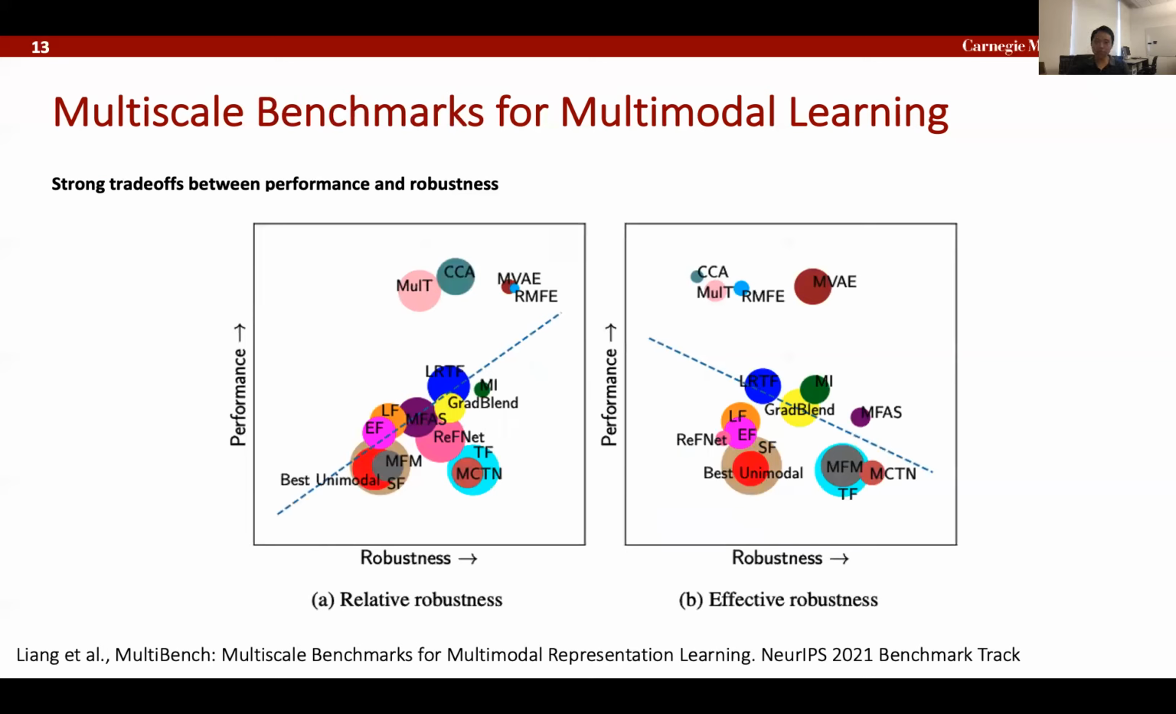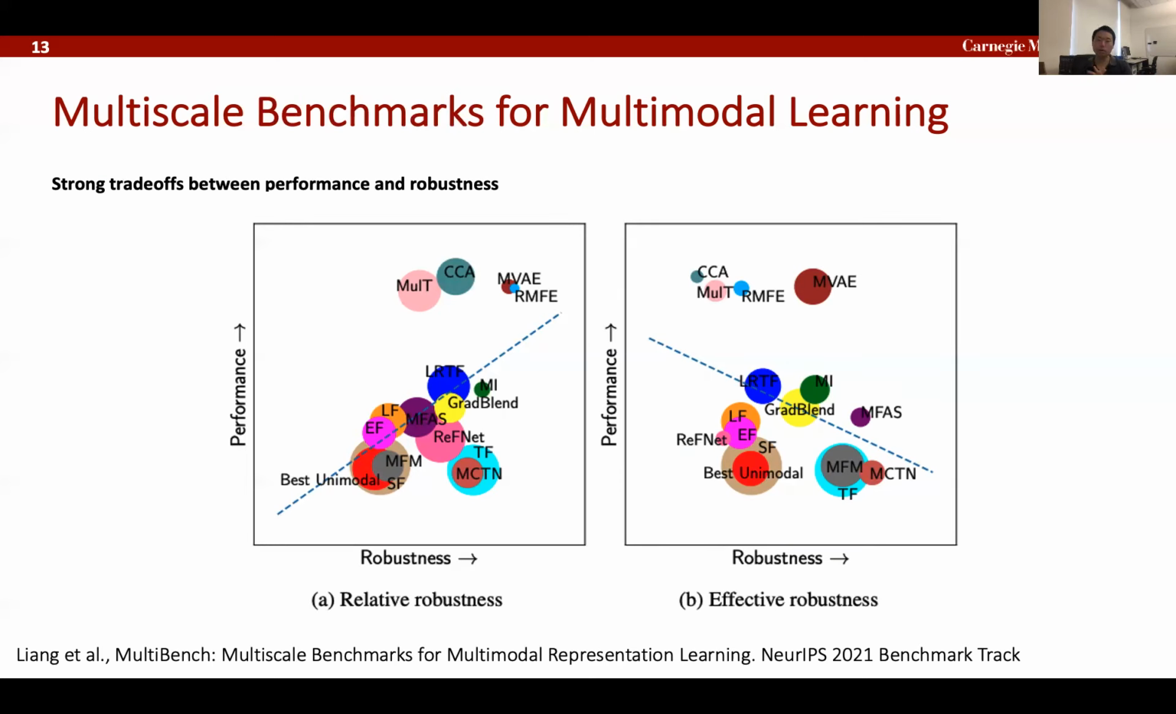The last strong trade-off we wanted to highlight through Multibench is that between performance and robustness. Over here, we have shown two curves, one for relative robustness and one for effective robustness. We find that on the left, better performing methods tend to show better relative robustness, which implies that models that start off with higher accuracy tend to stay above other models on the performance imperfection curve. In other words, they tend to retain higher accuracy.